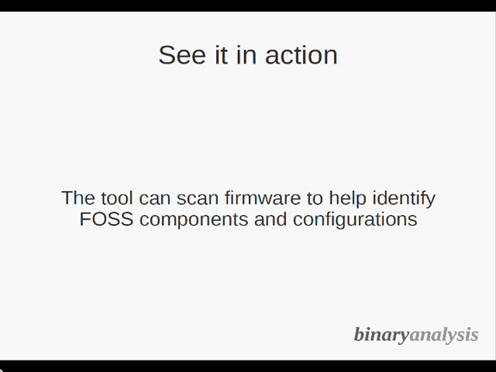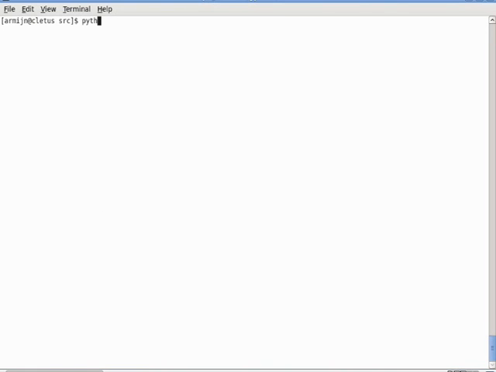Let's have a look at the tool in action. We expect it to be used to scan firmware to help identify FOSS components and configurations. Let's do that. First of all, we'll ask the tool to have a look at a generic firmware. It will attempt to open the firmware and find components inside. This is a relatively quick scan.